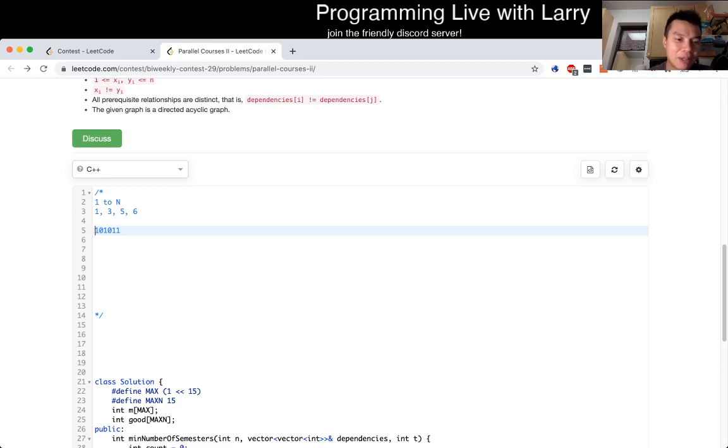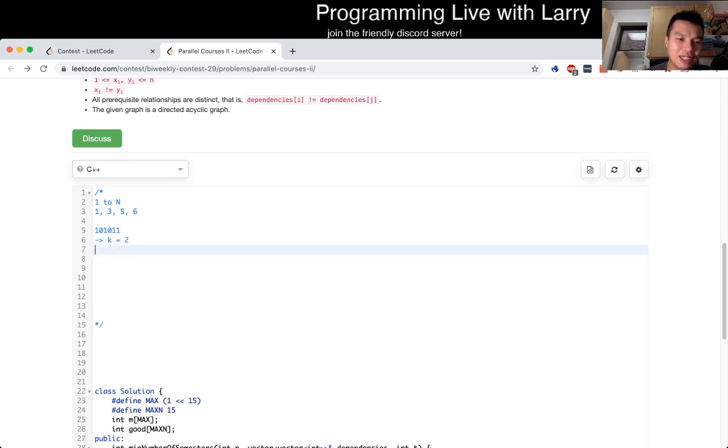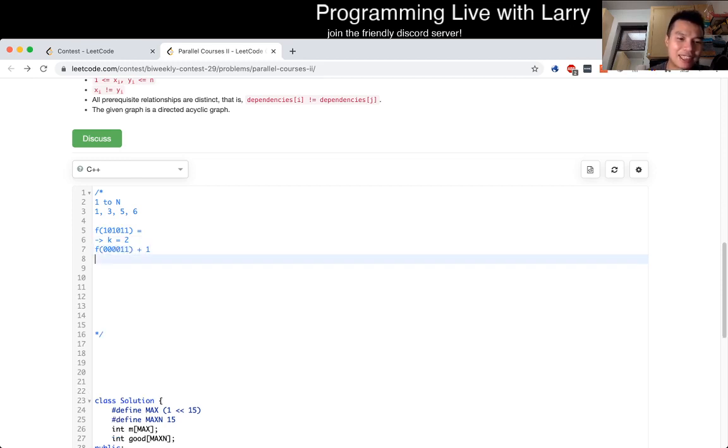But basically, let's say we have the classes 1, 3, 5, and 6 left that we have to take. What is the minimum number of semesters left, right? That's equal to, well, given k, let's say k is equal to 2, we could just test, okay, let's take 1 and 3, so plus 1. So f of this is equal to, let's try this number, right? Is this good? And let's say we're going to try 1 and 5 together, say. I mean, this is a little bit constructed.